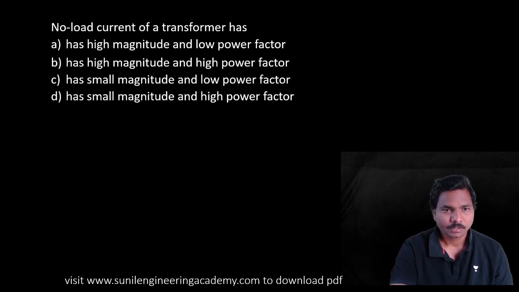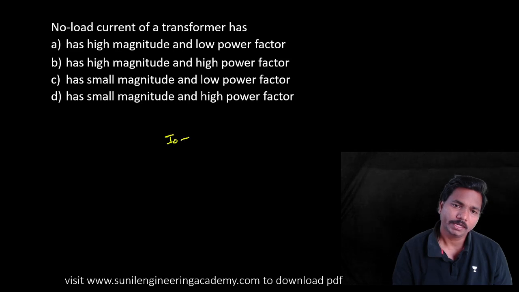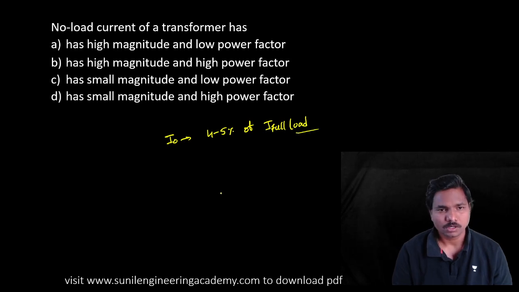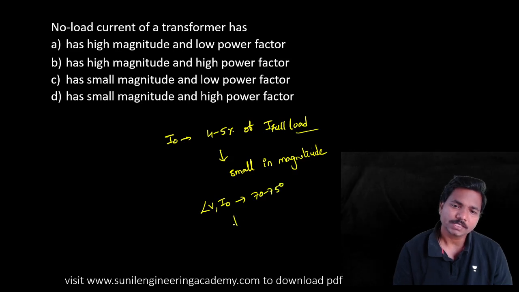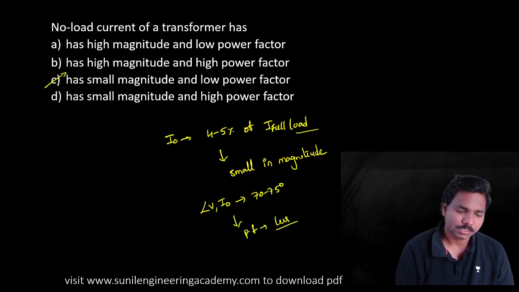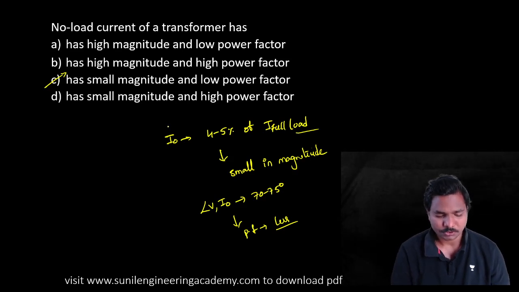Coming to the next one. No load current of a transformer has dash. I already said no load current is 4 to 5% of full load current, so it is small in magnitude. And what is the angle between voltage and I naught? 70 to 75 degrees. Then what is the power factor? Power factor is less, that is low power factor. So the answer is option.